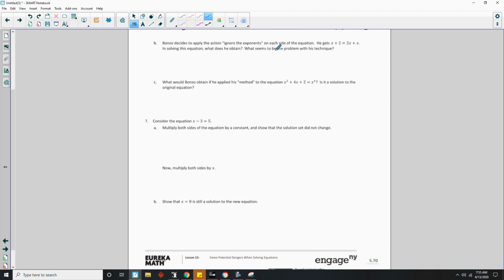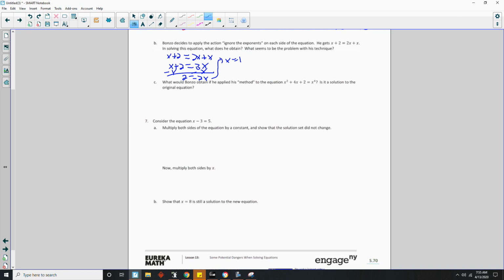What does he obtain? What seems to be the problem with this technique? Well, if I solve this, x plus 2 equals 2x plus x, I could combine like terms first: x plus 2 equals 3x, then subtract x, and that would leave me with 2 equals 2x, and therefore x equals 1. So now I only have one solution.